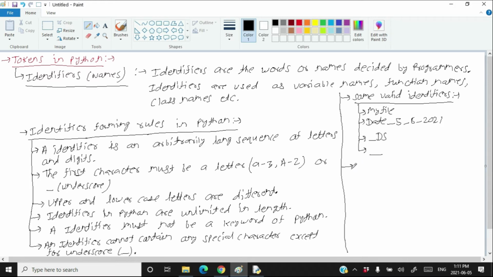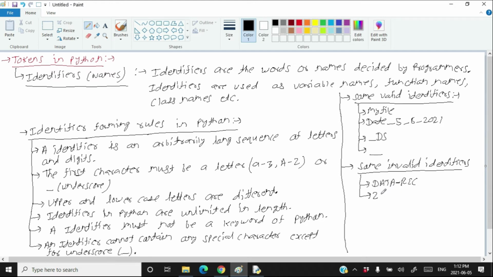Let's see a few examples of invalid identifiers. The first example is data-REC. Why is this an invalid identifier? Because you are using a special symbol other than underscore. You are using a dash here, a minus sign here. That's why this identifier is invalid.